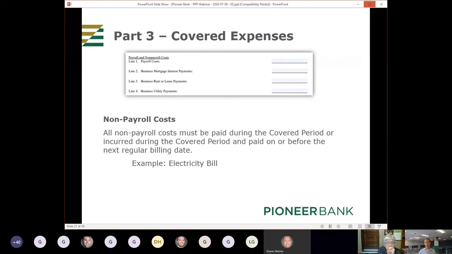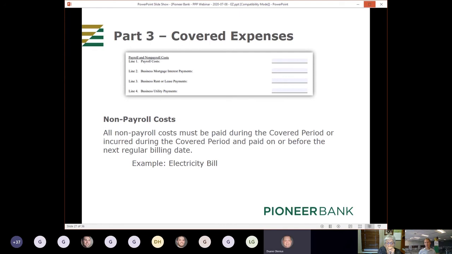So in the case of an electricity bill, where you pay the bill on the 15th but your loan cover period ended on the 1st, a portion of that bill you pay on the 15th was inside of the cover period. So you go through the calculation and say, of the 30 days' worth of electricity I paid, 14 of them were in my cover period. I prorate my electricity bill down to 14 days' worth and claim that. And I just make sure I pay the bill on its normal billing date. That applies to all of the non-payroll costs: the interest, the leases, the utilities, all of them.